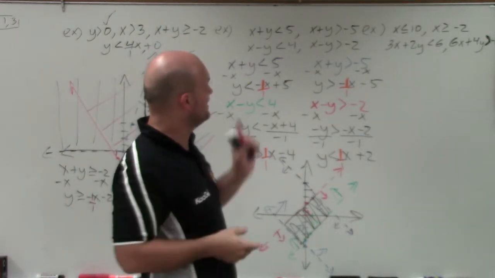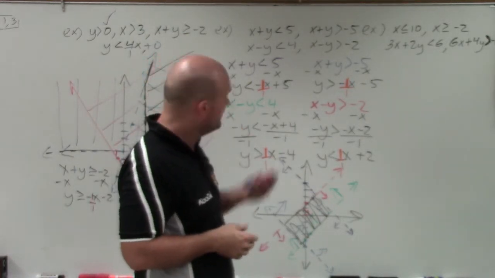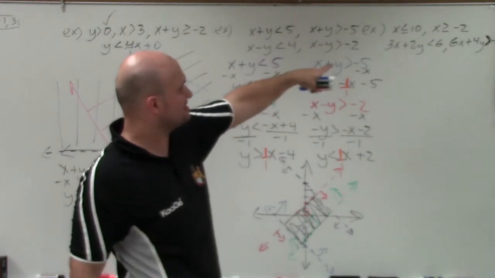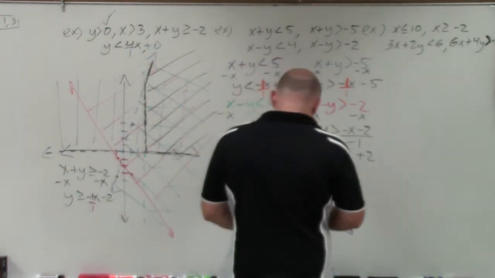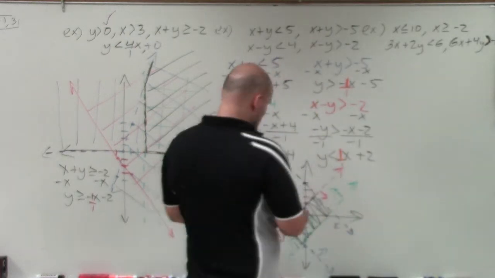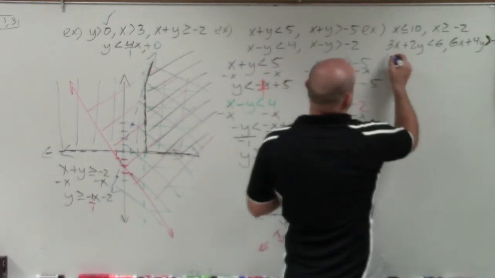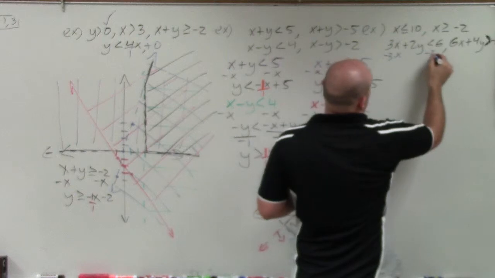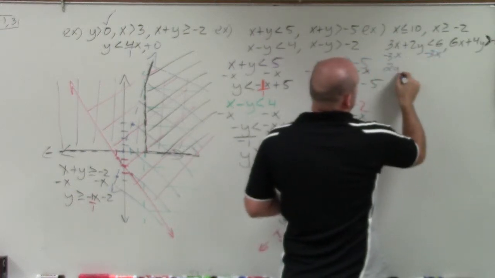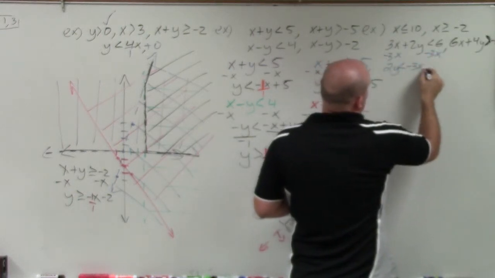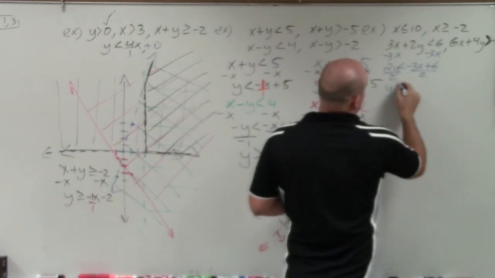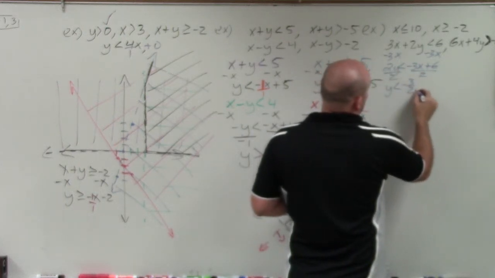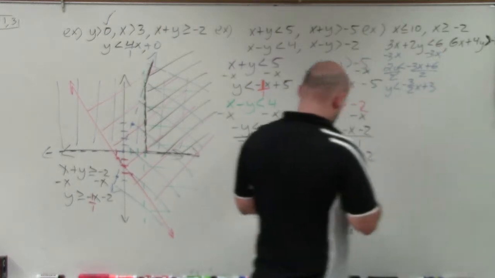All right, so we have 2 done. Now we have 2 we need to solve. That says 6x plus 4y is greater than negative 12. Since we have those below, let's go ahead and solve them. For this one, I'm going to subtract 3x on both sides. Therefore, I'll obtain 2y is less than negative 3x plus 6. I'll divide by 2. I have y is less than negative 3/2 x plus 3.